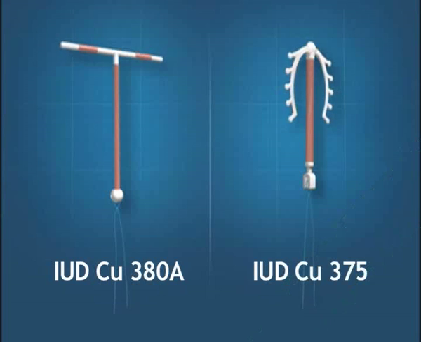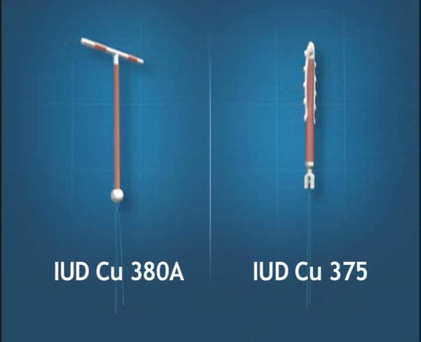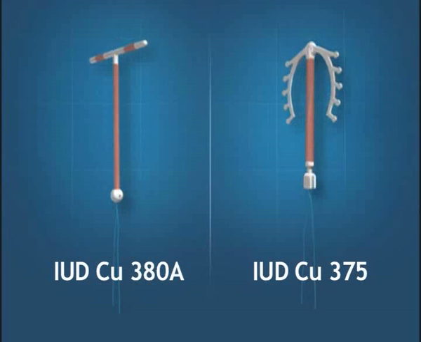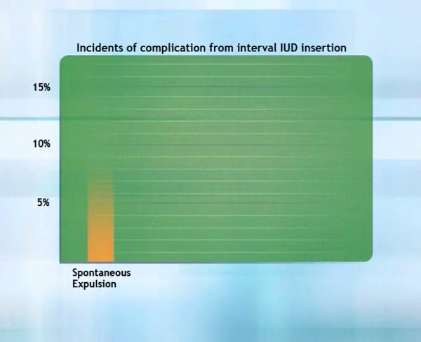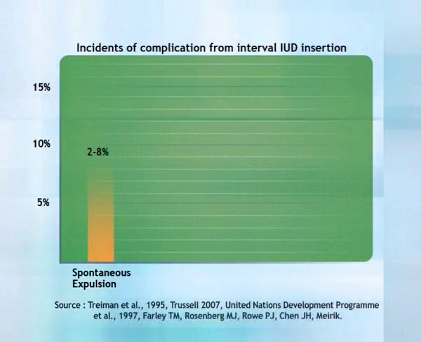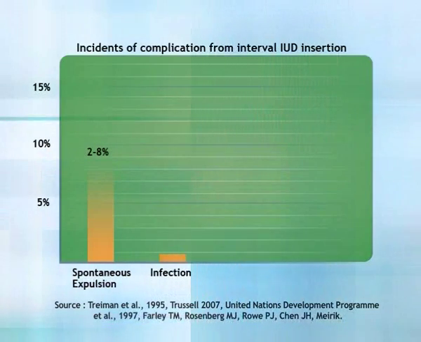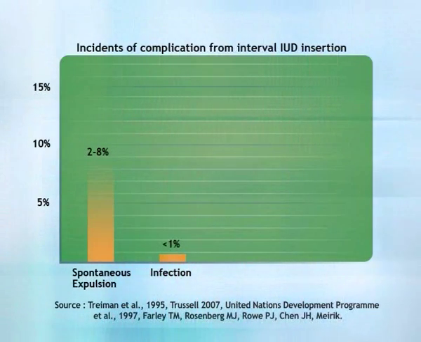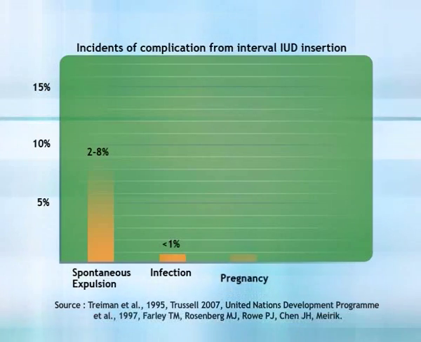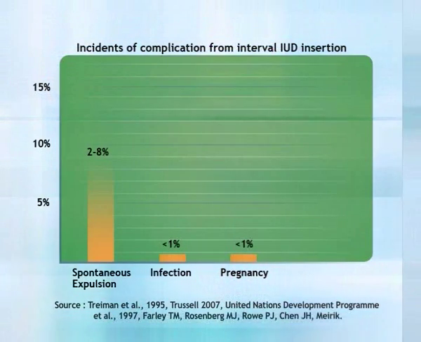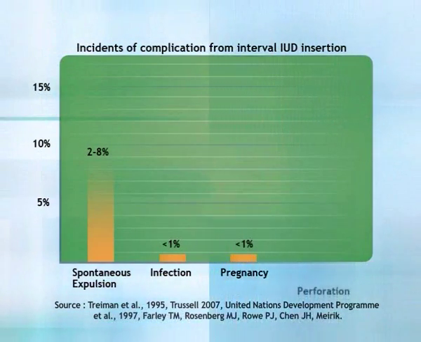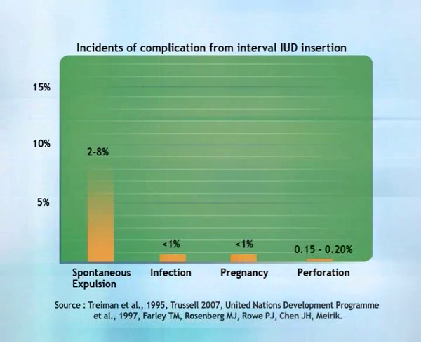As I said before, the IUD is a very safe method of contraception. However, even though they are rare, complications can arise. Spontaneous expulsion may occur in 2 to 8% of insertions, infection following IUD insertion in less than 1% of insertions, pregnancy in less than 1% of insertions, and perforations in 0.15 to 0.2% of insertions.